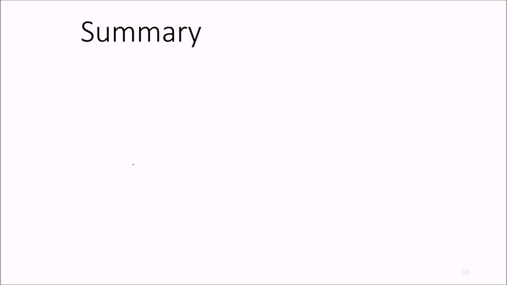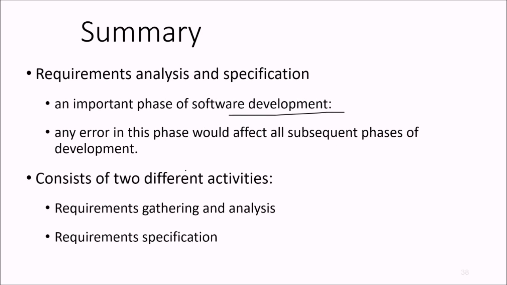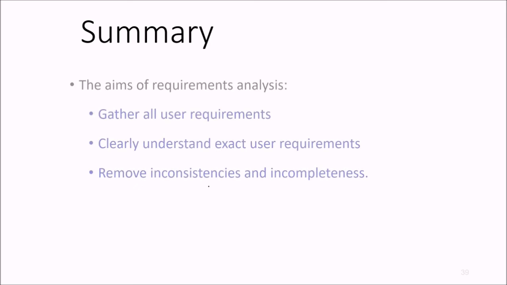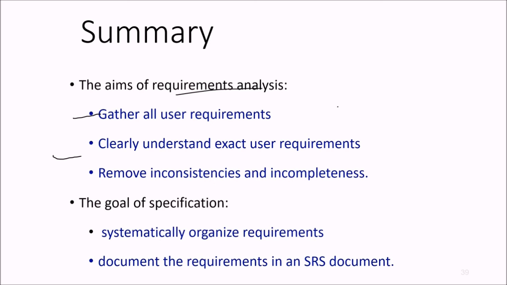So now we have seen this SRS, the next phase after feasibility, requirement analysis and specification. So requirement analysis and specification is an important phase of software development, and any error in this phase is going to drastically affect the phases which are coming up in development. And it contains two different activities. First is requirement gathering and analysis, and then requirement specification. What is the aim of requirement analysis? To gather all user requirements, clearly understand exact user requirements, and to remove all the problems which are there, like inconsistencies and incompleteness. And the goal of specification after requirement analysis is to systematically organize the requirements and then document the requirements in an SRS document.